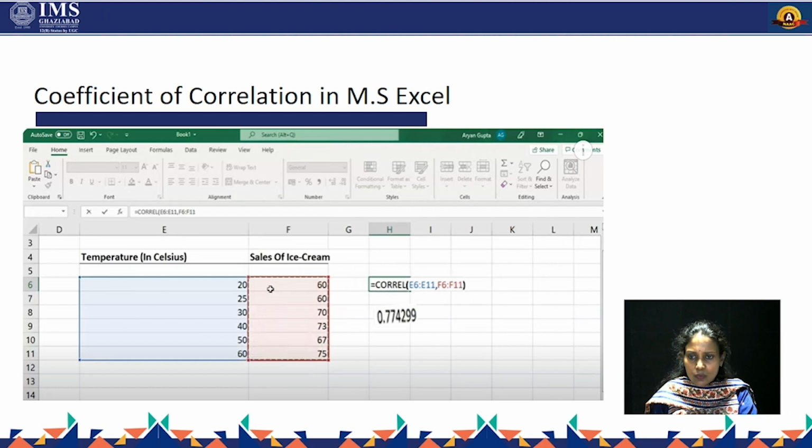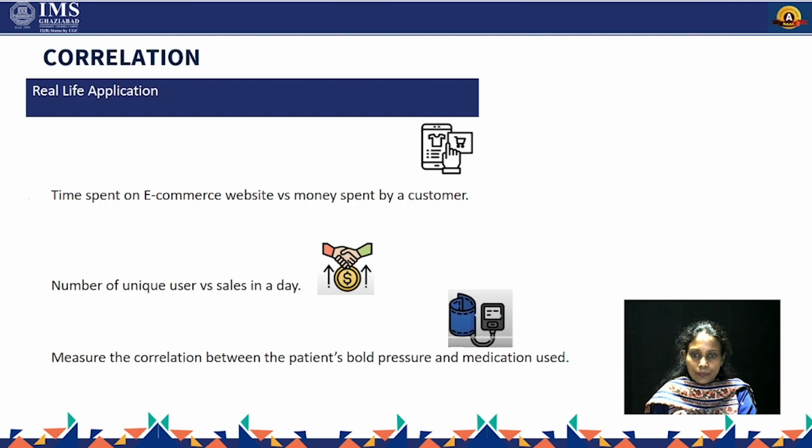Next, we can also calculate correlation from our Excel sheet. Firstly, we enter our data into columns, like we have entered our data in columns E and F, and we use the formula equals CORREL. Then in brackets we select our cells, put the cell addresses, and press enter. We get the value 0.774299. It is also positive and its degree is high.